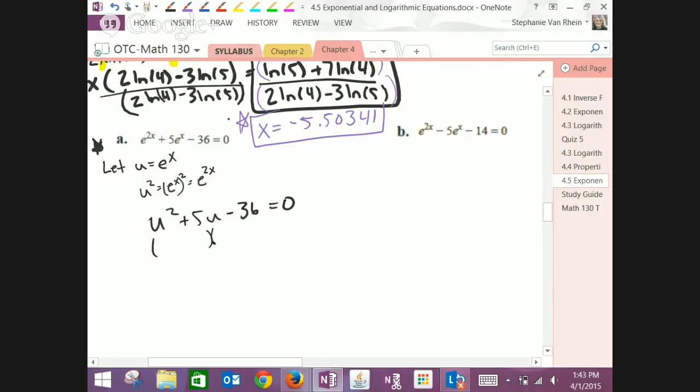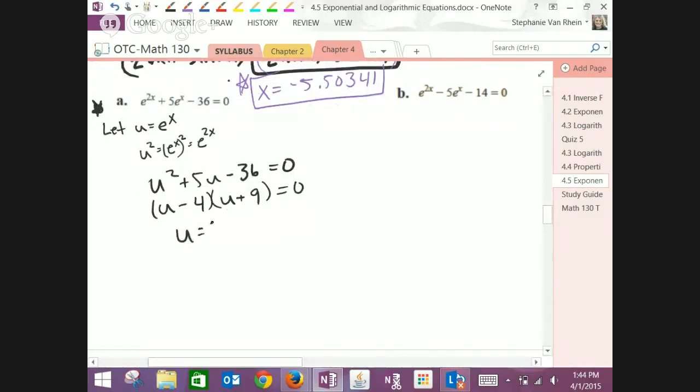So what would be the factors here? 6 and 1. 4 and 9? No, that's fine. You were just going through. Yeah, so here, this would be U would equal 4 or U would equal minus 9, right?